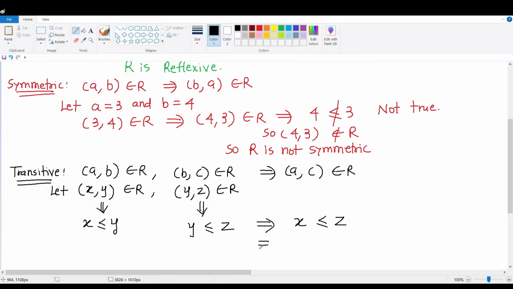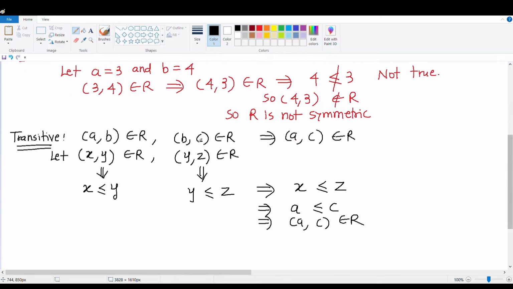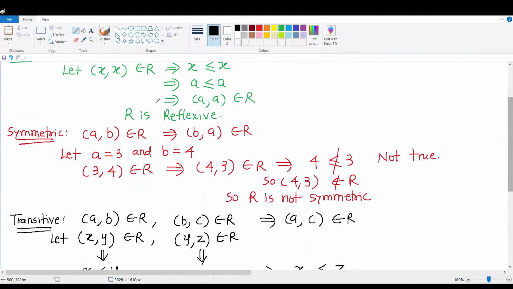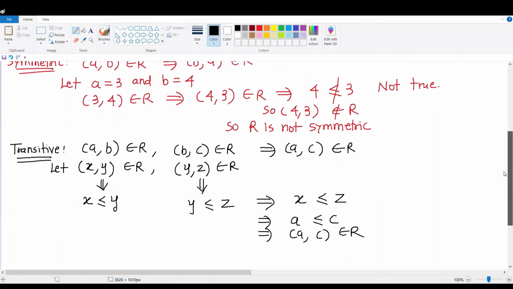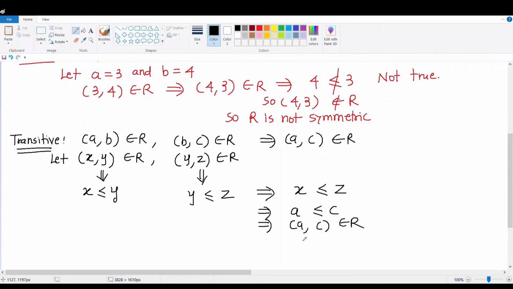And since x is less than or equal to z, that means a is less than or equal to c, and that means (a, c) belongs to R, because it fulfills the condition that you are given. What condition? That a must be less than or equal to b, and so a is less than or equal to c. That means (a, c) belongs to R, and so we can say R is transitive, and we were supposed to show that, and we just did.